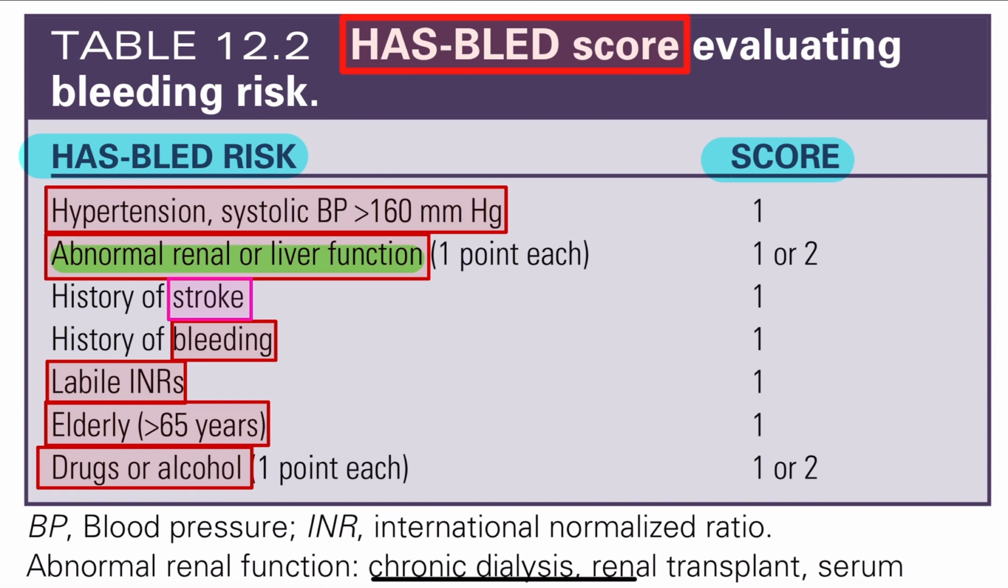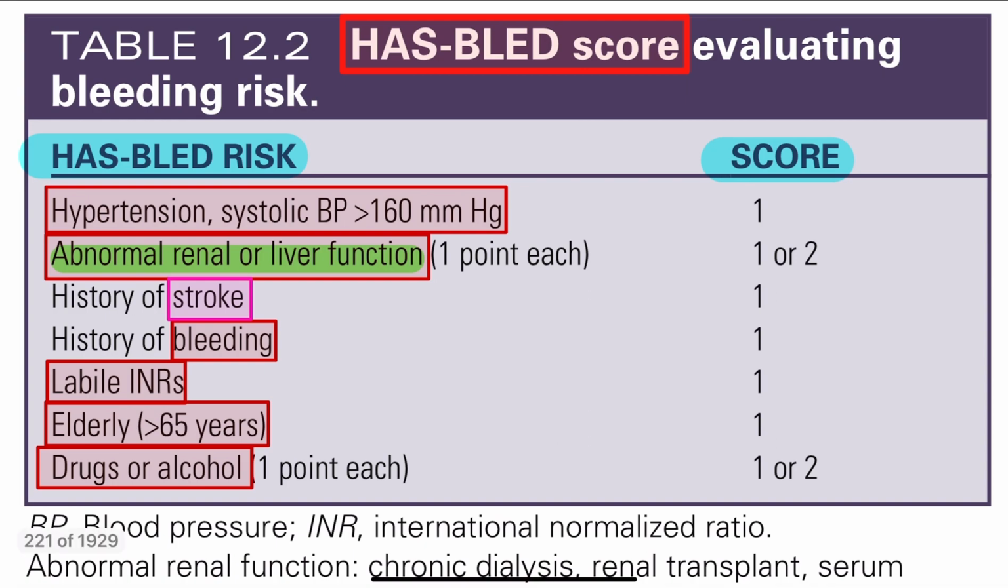S for stroke. B for bleeding. L for labile INR. E for elderly, meaning more than 65 years old. And D for drugs or alcohol. Everything is given 1 point. If there are two things like renal and liver, it will be given 1 or 2 depending on the patient.